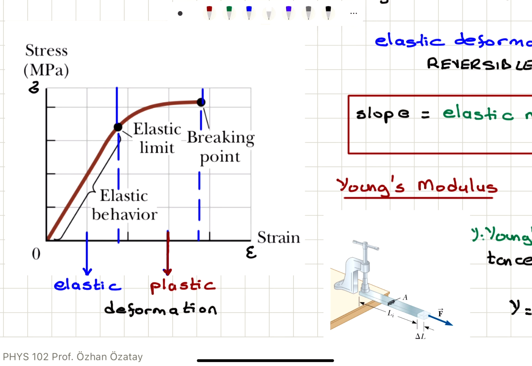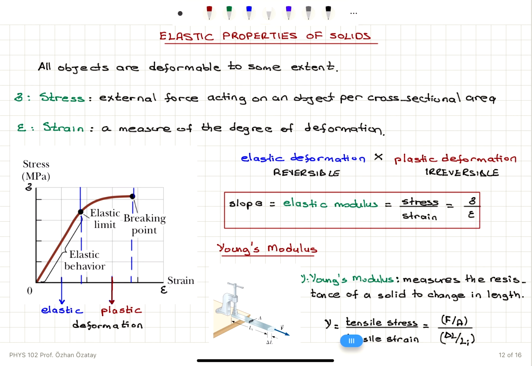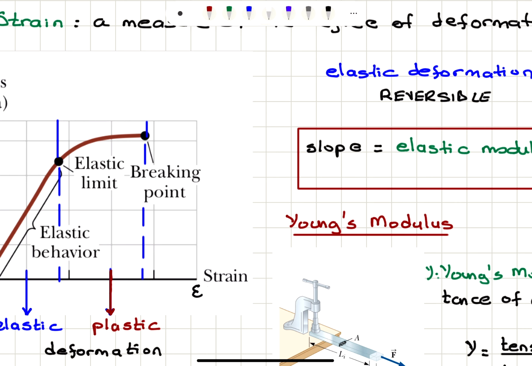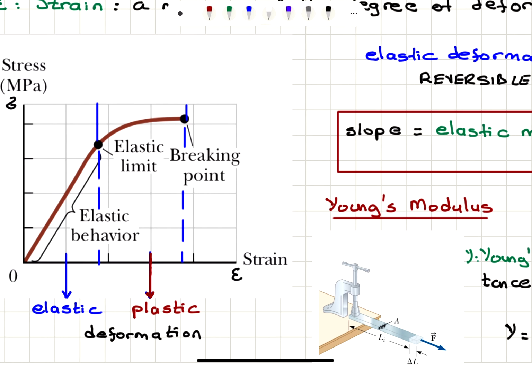So there are two important critical points in the stress that we apply. The stress and strain corresponding to the first point is basically the limit of the elastic behavior, the elastic limit, and then we have an important point where we cause permanent damage on the object. That's the breaking point. As we have seen here, the elastic deformation is reversible, the plastic deformation is irreversible.